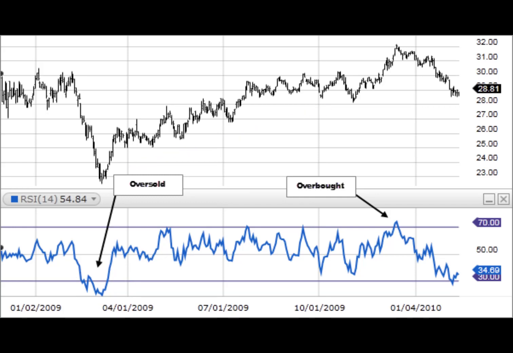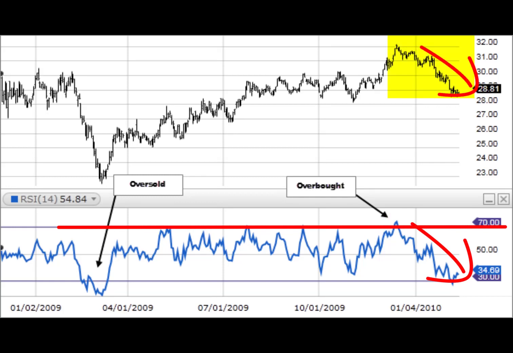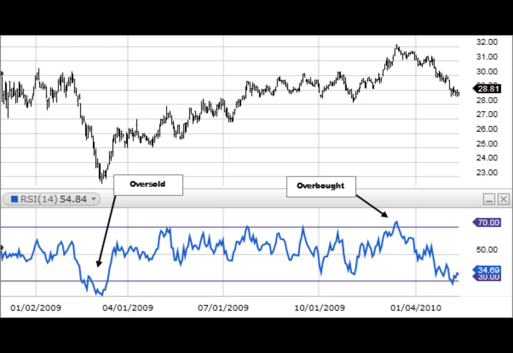The RSI is called oversold when it is below the 30 level, and overbought when it is above the 70 level. Traders expect market decline when the RSI floats in the overbought zone. As you see, the market reacted to the RSI oversold and overbought signal. Please note that professional traders don't use the RSI indicator as a trigger.